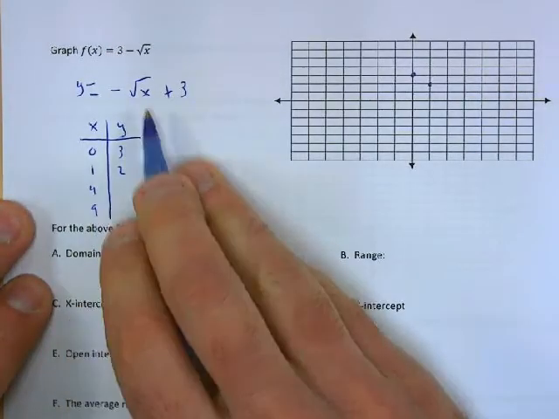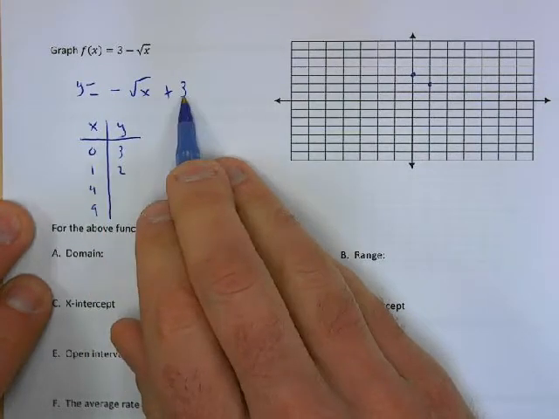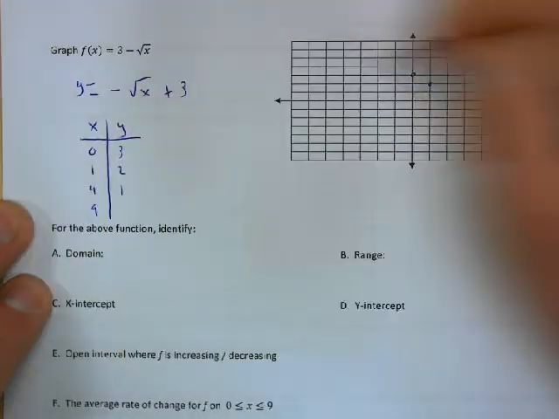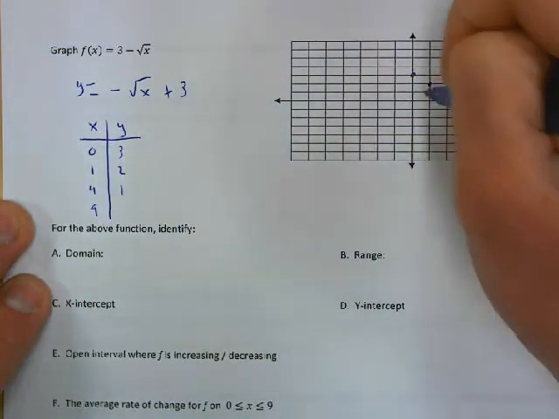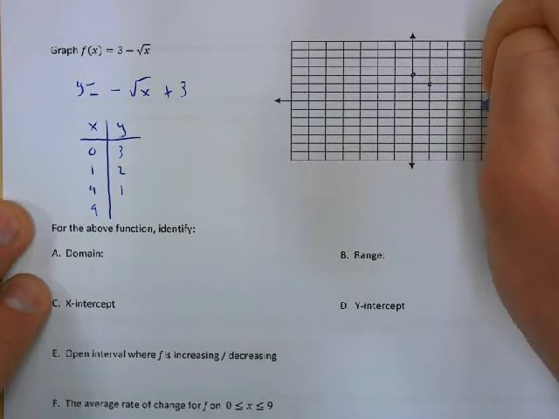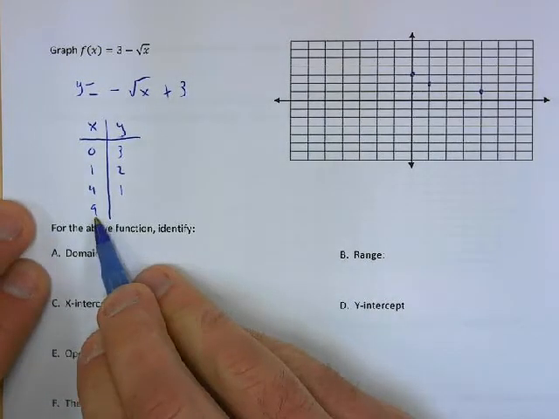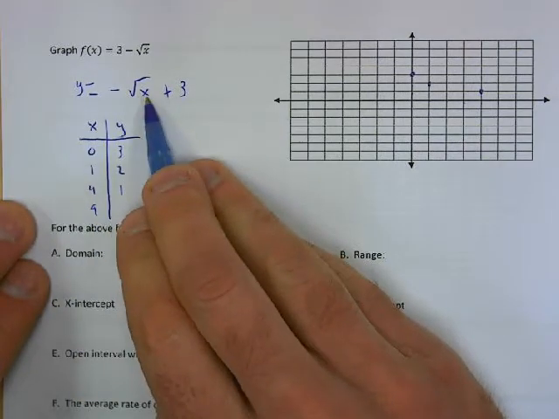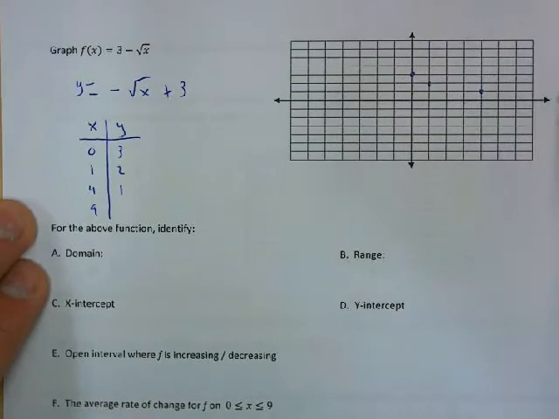Next, if we stick in 4, well, the square root of 4 is 2. The opposite of that is negative 2. Plus 3 is 1. So now instead of our y values going up by 1, well, now they're going down by 1. And then last one, we stick in x is 9. Well, the square root of 9 is 3. The opposite of that is negative 3. Plus 3 is 0. So this is 7, 8, 9 would be out about here.